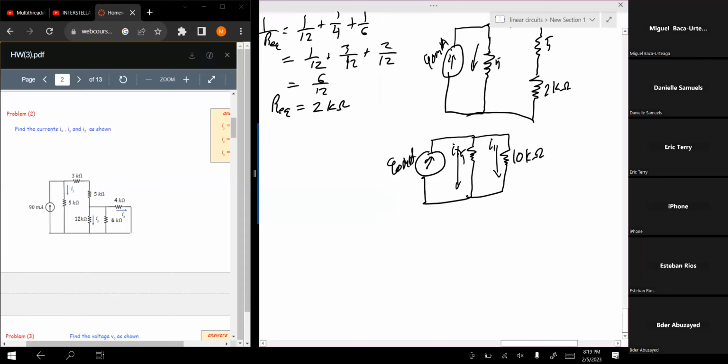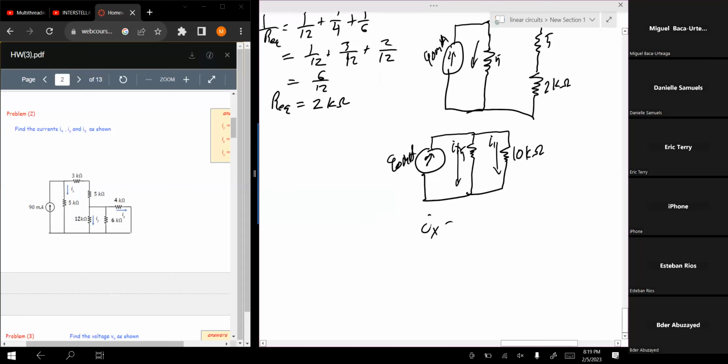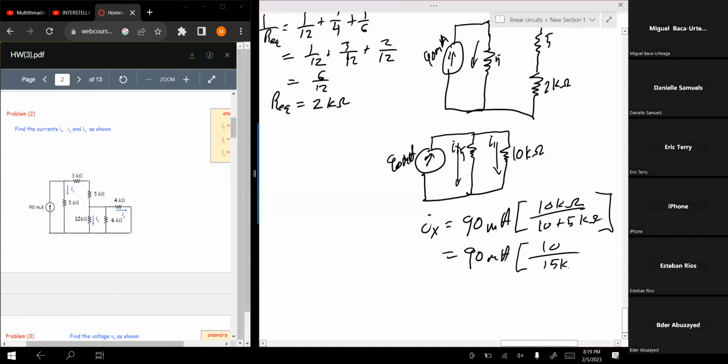So to find I of x, this is the formula that we're going to use. Ix is equal to the total current flowing through the circuit, 90 milliamps, and we're going to multiply that by the opposite resistor. So this is going to be 10 kilo ohms divided by the sum of both of them, so 10 plus 5 kilo ohms. It's kind of like a ratio of sorts. So this is going to be 90 milliamps times 10 over 15 kilo ohms.